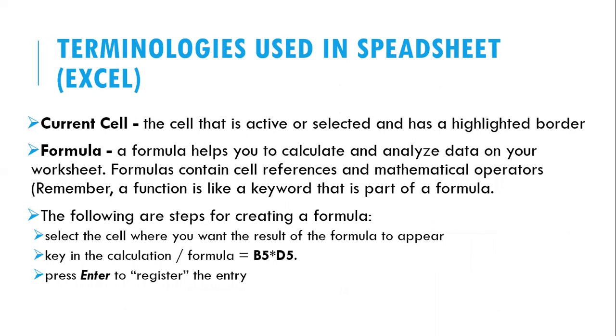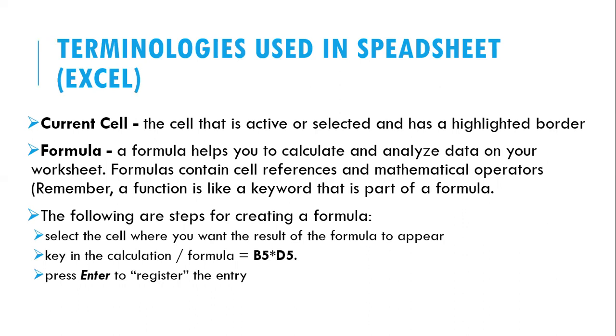Current cell: this is the cell that is active or selected, and it has a highlighted border, as you will see later on when doing the activity in Microsoft Excel. A formula helps to calculate and analyze data on your worksheet. Formulas contain cell references and mathematical operations. Remember that a function is like a keyword that is a part of a formula. So you have to know what a function is in Microsoft Excel. It's a keyword that is a part of a formula. Without a function, you can't insert a proper formula.